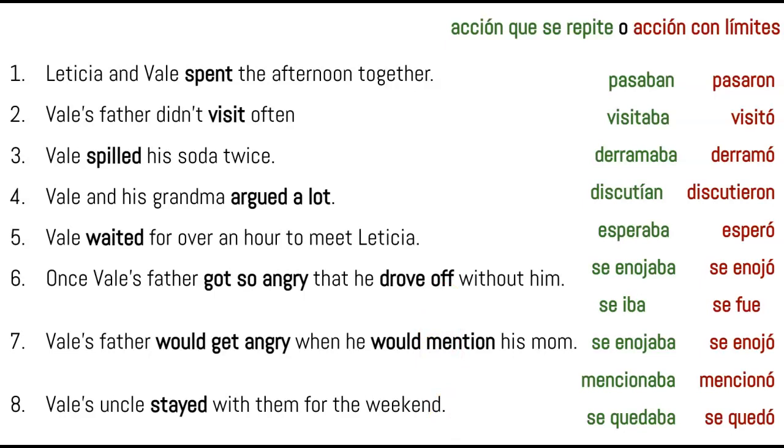Vale's father would get angry when he would mention his mom. Now, even though we have another same verb, getting angry, look at the would in front. That implies repetition. Se enojaba and would mention, so mencionaba. Vale's uncle stayed with them for the weekend. Se quedaba or se quedó. You would want to use se quedó, preterite, because we know how long he stayed there for the weekend. There are limits to his actions, to how long he stayed with them.